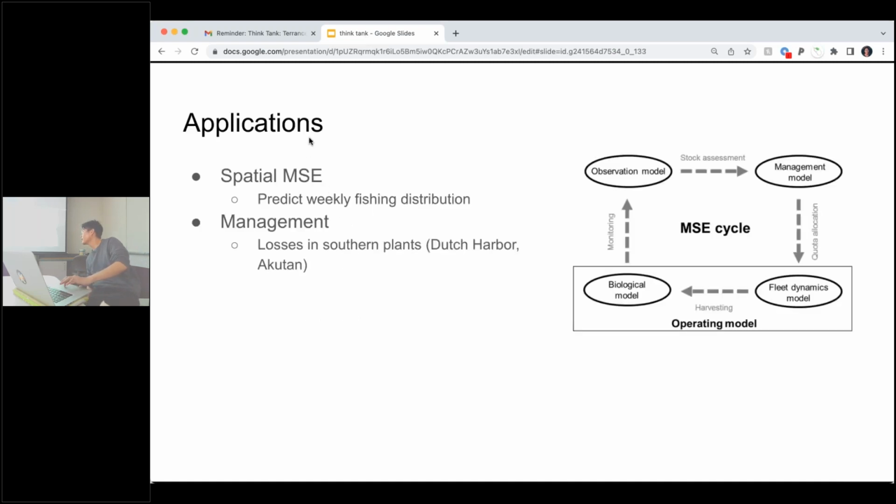There are applications. This would feed well into a spatial MSE, which Baptiste is working on, so a lot of the interactions between crabs and crabbers. Predicting where the weekly fishing distribution would be would be quite handy, and then maybe some advice to management. I mean, this is nothing new to them. There's probably going to be losses in the southern areas. The plants say there's a whole bunch of crab up north, so why would you make your deliveries all the way down south?